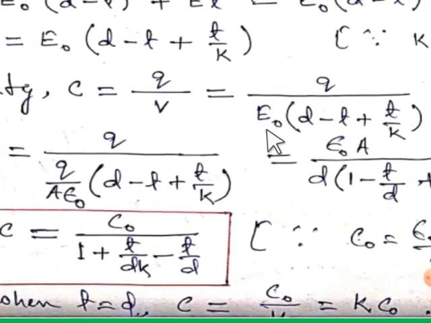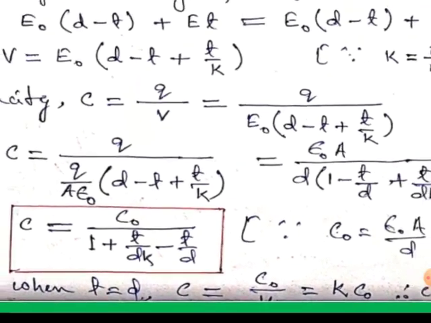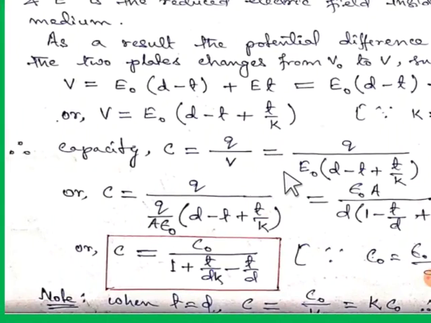And so what happens if you take this E naught as sigma by epsilon naught, right? Sigma means Q by A, so Q by A divided by epsilon naught into D minus T plus T by K. You just replace this E naught by Q by A into epsilon naught, because Q by A is nothing but sigma. So the electric field in between the plates when the medium is vacuum or air will be equal to sigma by twice epsilon naught.